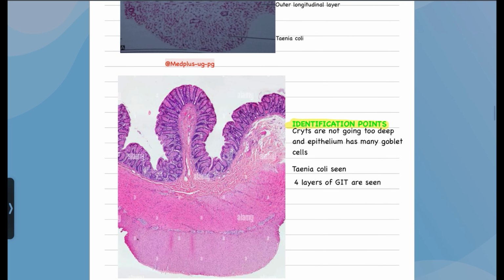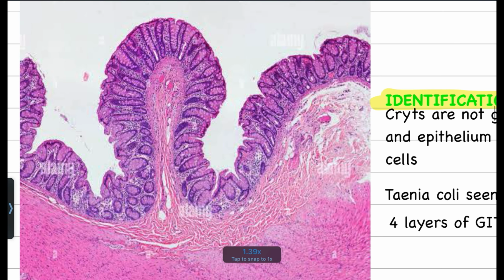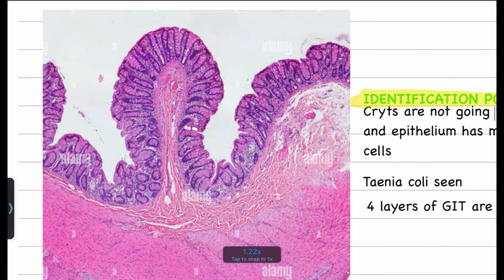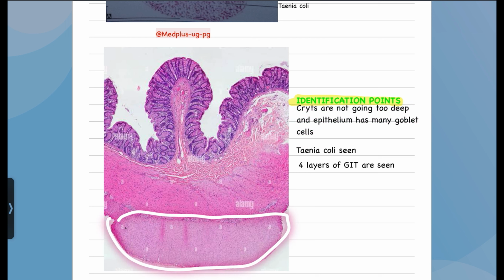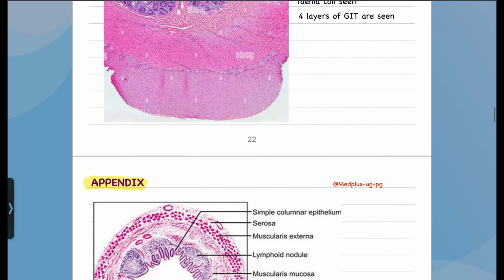Now, as we can see here, we have finger-like projections, and we don't have very deep invaginations, and we have many goblet cells. If you see properly here, we have many goblet cells, and we have a muscle layer, submucosal layers, and a longitudinal layer. So we can identify the large intestine by seeing that crypts are not going deep, and the epithelium has many goblet cells. Many goblet cells, it is most important to identify. Tinea coli can be seen if the preparation has kept the tinea coli, and we can appreciate 4 different layers of the GIT.